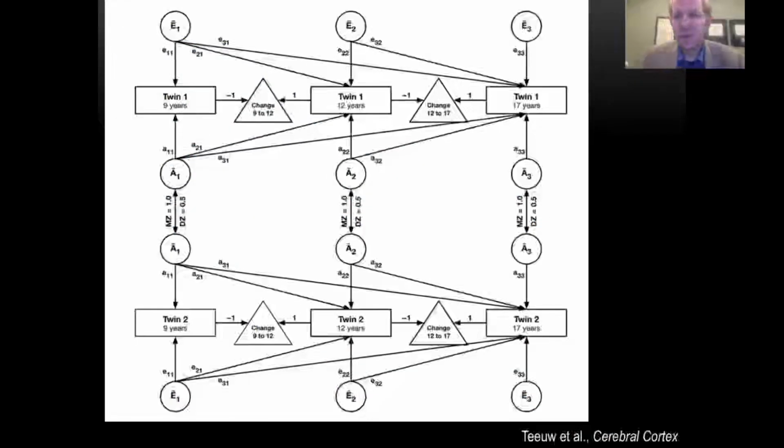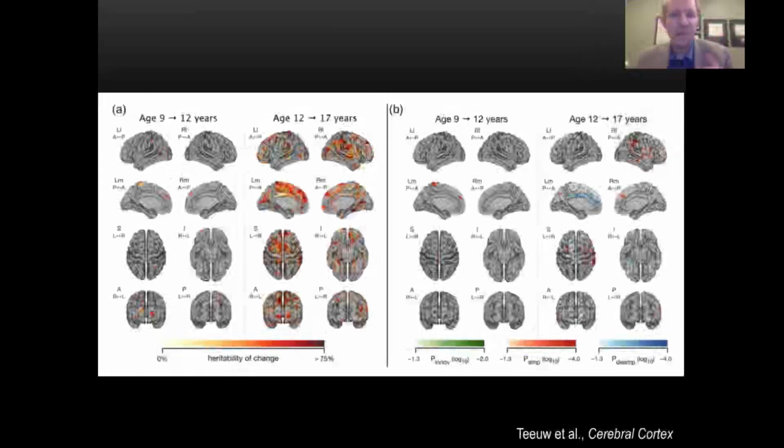This is from a different group that I just wanted to acknowledge because they've done a lot of great work in longitudinal pediatric imaging. This is the Dutch group, and they have a great sample, a cohort with 3 separate time points at 9, 12, and 17. This is an analysis they did using a traditional Cholesky decomposition with some post hoc calculations that allowed them to measure how heritability changes over time.